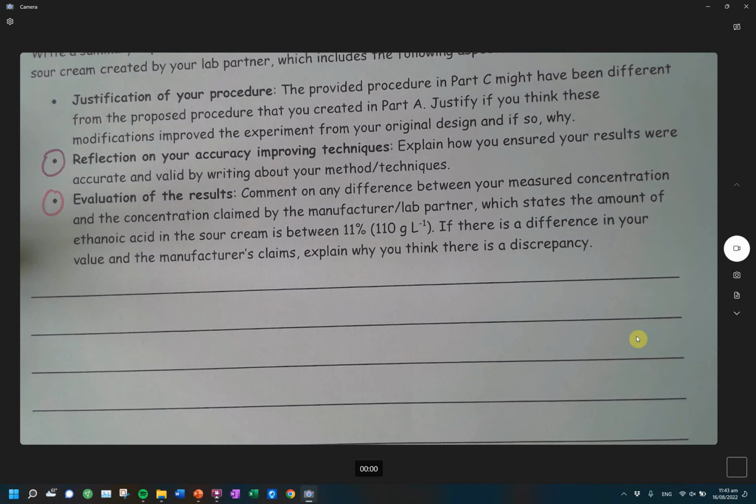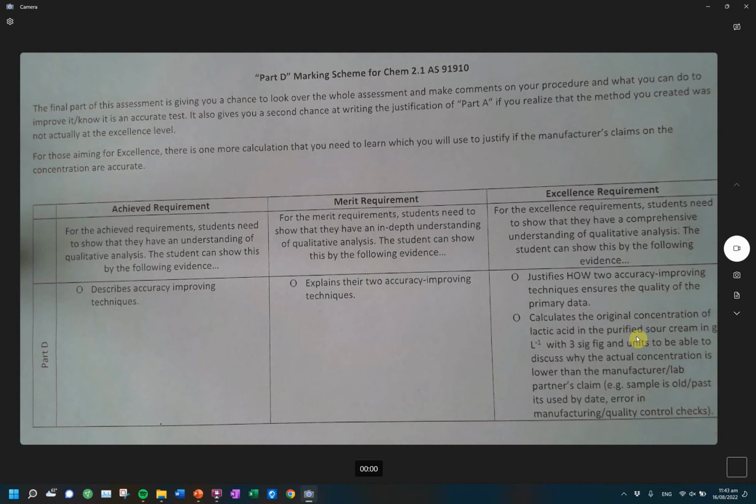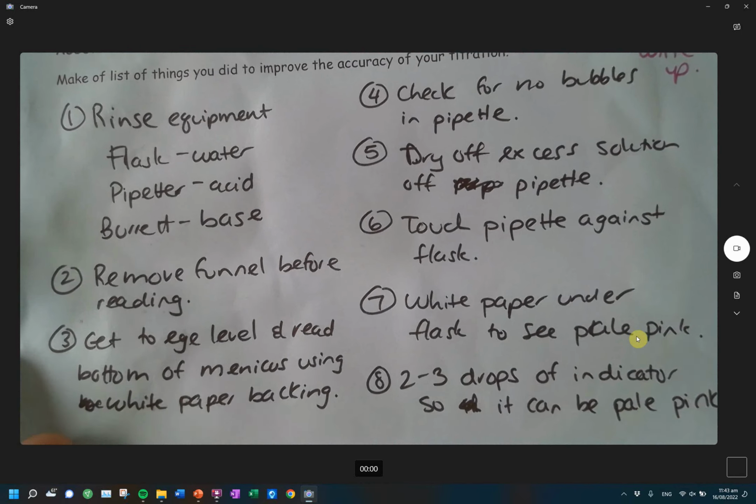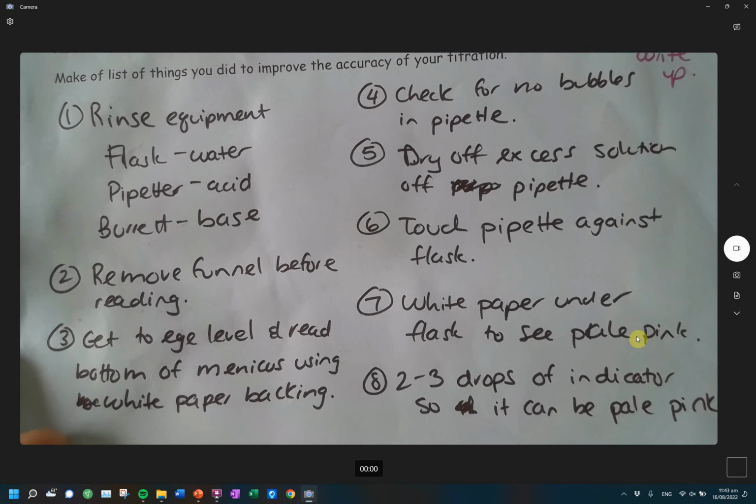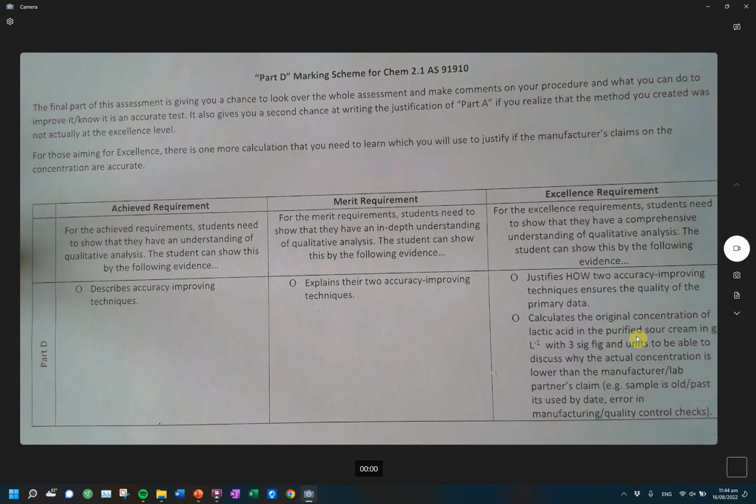All right? And don't worry, I'll walk you through what I'm expecting for each answer. The other thing I want you guys to keep in mind is that there's going to be lots of accuracy improving techniques. I only need 2. So you can pick your favorite 2 to write about. If you want to be on the safe side and you're worried you might muck it up, you can do 3. All right? But if you guys remember that list of accuracy improving techniques we talked about, I gave 8. Okay? I don't need you to write all 8. Okay? I just want you guys to know what your choices are.